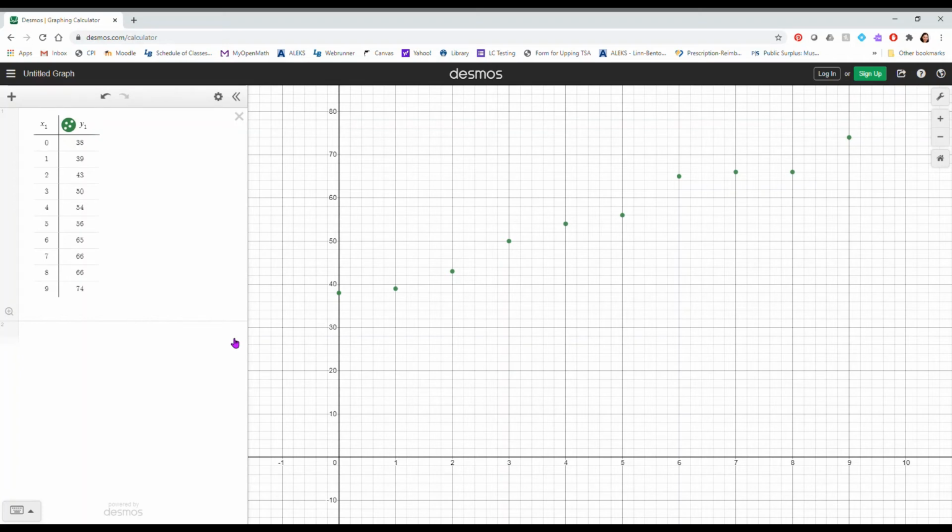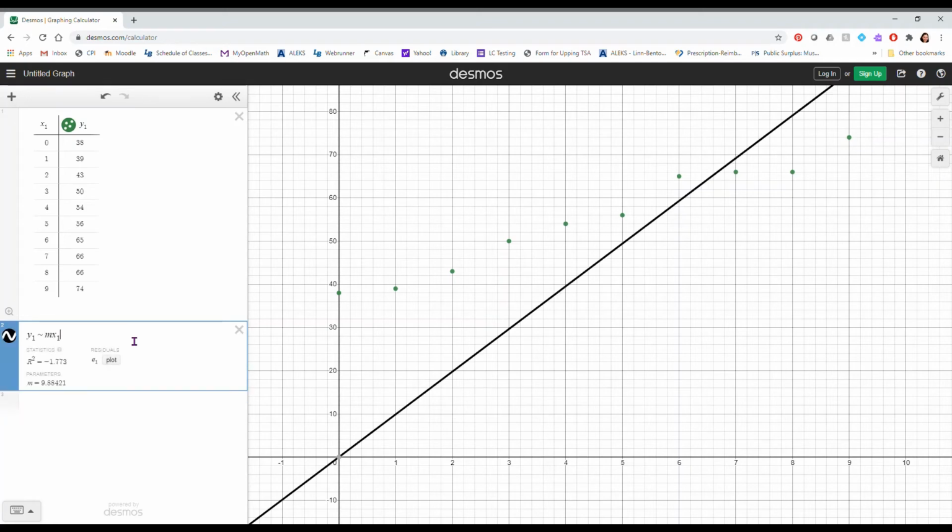Create a line of best fit model. All right, so to do that in Desmos, you're going to use y1. To type y1 with the subscript, use shift and underscore, then 1. Then you use the tilde, which is above the dash, y1, and then you write m x underscore 1 plus b.